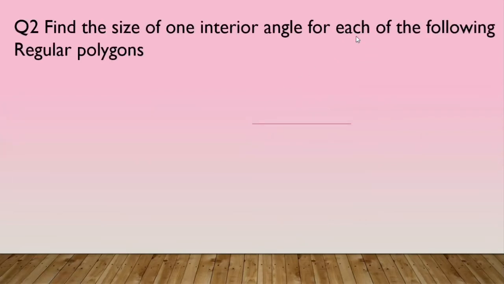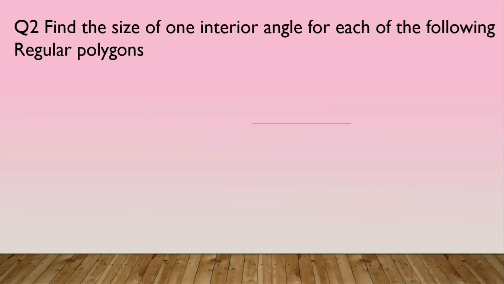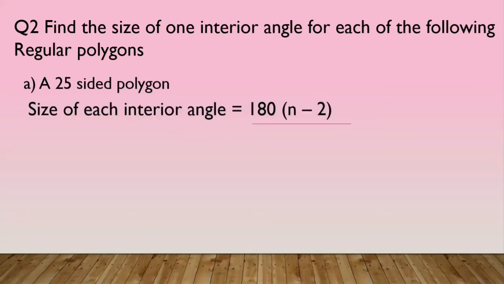Find the size of one interior angle of each of these regular polygons. The polygons are given as regular. So here you have the first question. The first question here is a 25-sided polygon. So a 25-sided polygon means n is equal to 25. So we have a formula here.